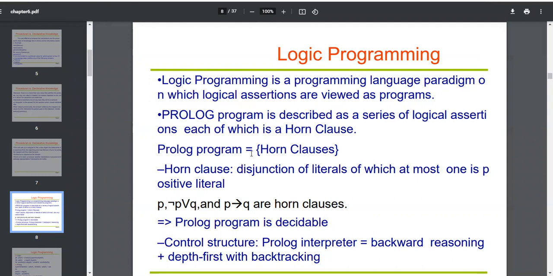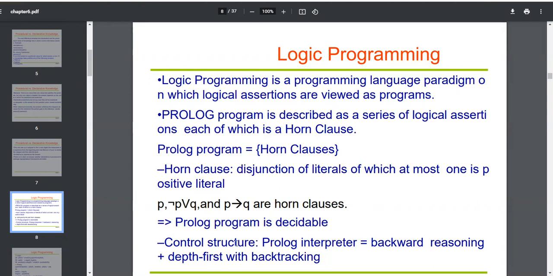Okay, so a Prolog program is equal to a number of Horn clauses. Now what is a Horn clause? A disjunction of literals, of which at most one is a positive literal. So we say at most one, not minimum, but at most, maximum. So only one literal should be positive. Examples of Horn clauses are P, not P or Q, and P implies Q. So a Prolog program is decidable.